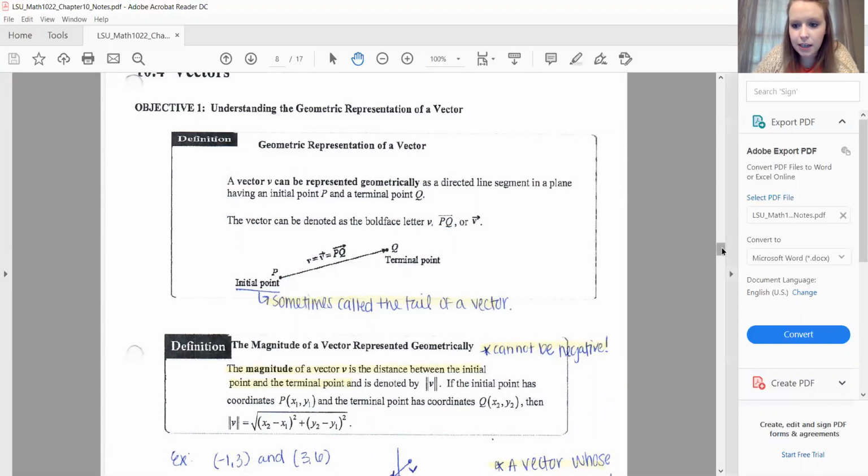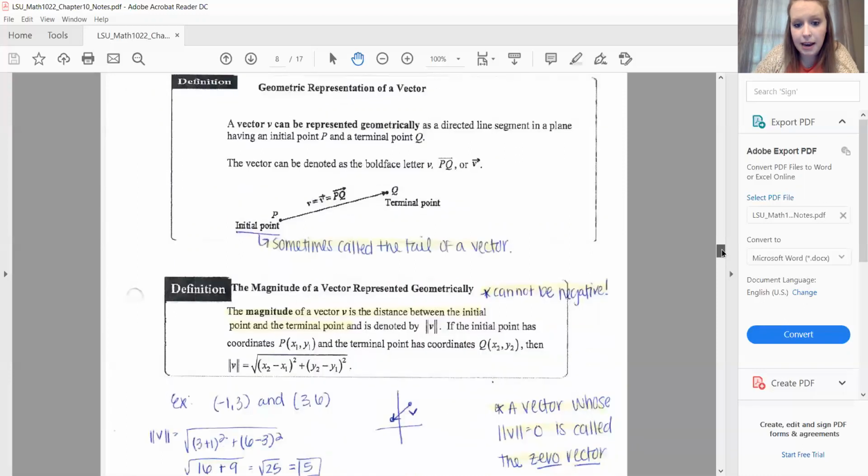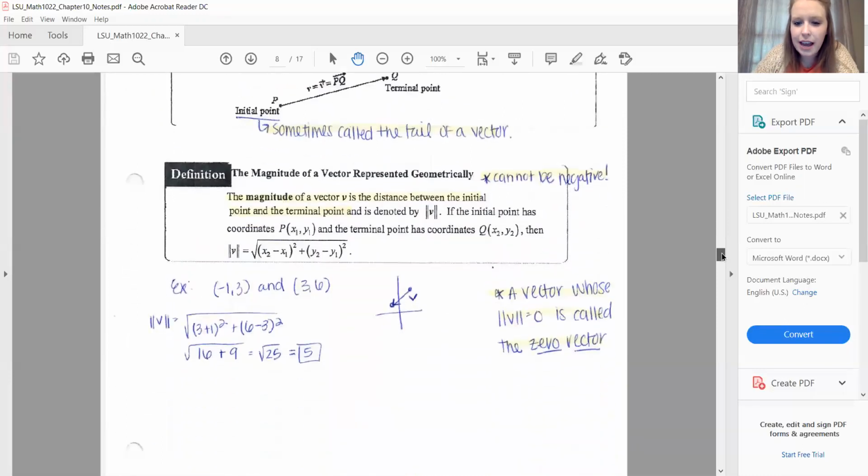The first objective, you're going to have to find the magnitudes. It's kind of like absolute value. It can't be negative because it's a distance. And it's literally the distance formula you learned in geometry. All you have to do is x2 minus x1, square it, y2 minus y1, square it.